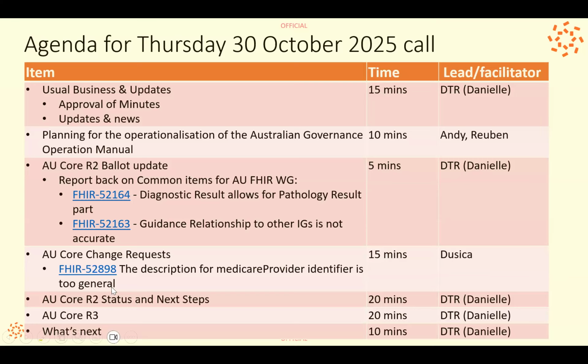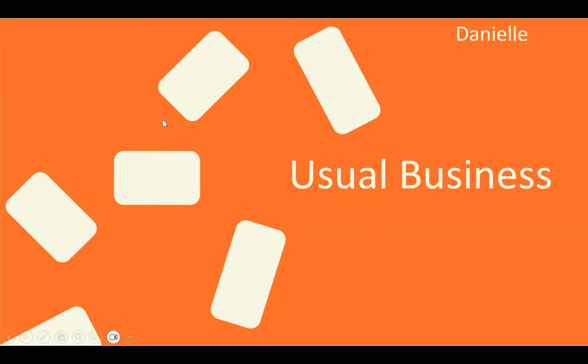And then we'll talk about the wrap up of AU Core R2, next steps, like how do we get from here to publication, and talk about AU Core R3 and do a little bit of immediate, like what's next, what's coming up in the next few weeks. Are there any other items that people would like to put on the agenda for today? All right, not hearing any. We'll go through this agenda at the moment.